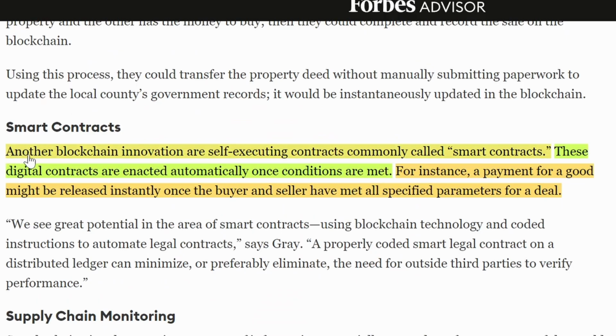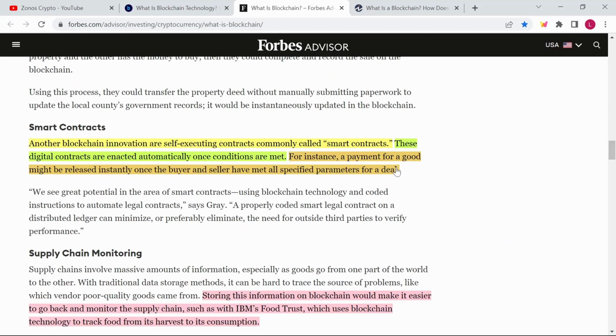Then also smart contracts. Another blockchain innovation are self-executing contracts, commonly called smart contracts. These digital contracts are enacted automatically once the conditions are met. For instance, a payment for a good might be released instantly once the buyer and seller have met all specified parameters for a deal. To put it in simpler terms, buyer and seller, no middleman who is overseeing the transfer of asset and money, and they just do it directly with a contract and then everything is exchanged.